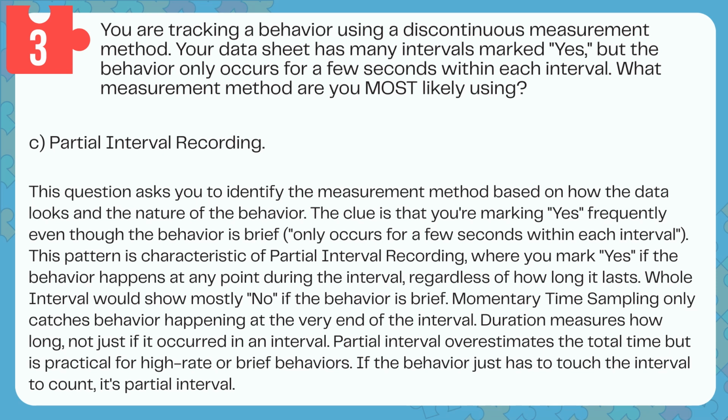Whole interval would show mostly no if the behavior is brief. Momentary time sampling only catches behavior happening at the very end of the interval. Duration measures how long, not just if it occurred in an interval. Partial interval overestimates the total time but is practical for high rate or brief behaviors. If the behavior just has to touch the interval to count, it's partial interval.